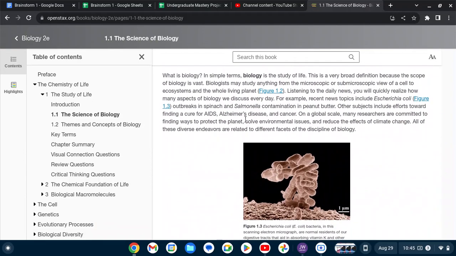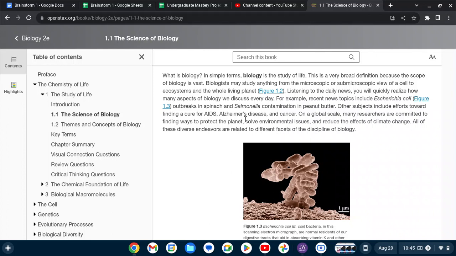What is biology? In simple terms, biology is the study of life. This is a very broad definition because the scope of biology is vast. Biologists may study anything from the microscopic or submicroscopic view of a cell to ecosystems and the whole living planet. Listening to the daily news, you will quickly realize how many aspects of biology we discuss every day.